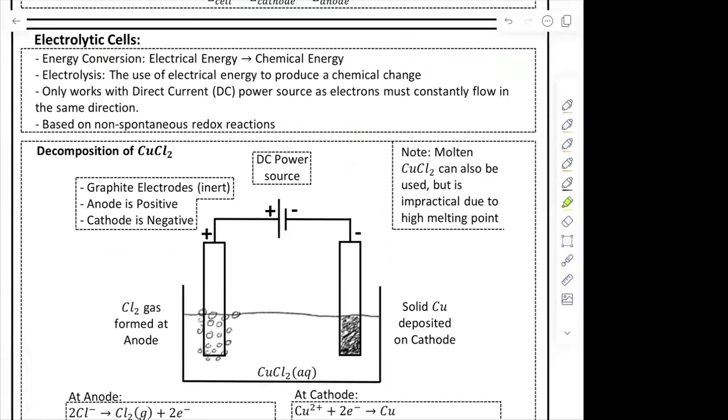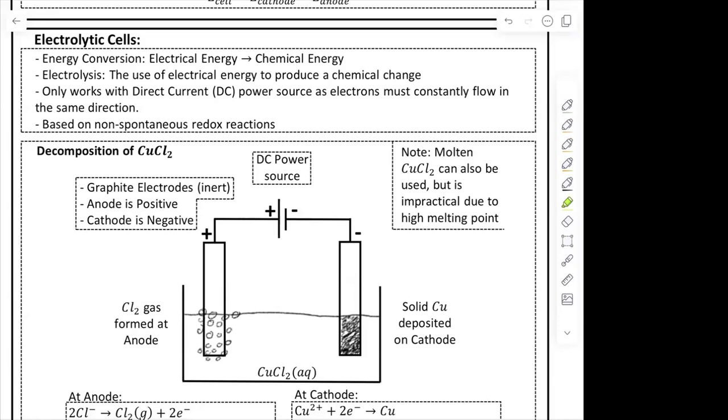Electrolytic cells. Now, when dealing with electrolytic cells, the energy conversion is electrical energy to chemical energy, right? So then we've got what we call electrolysis. Electrolysis is the use of electrical energy to produce a chemical change, right? It only works with a direct current power source, as electrons must constantly flow in the same direction.